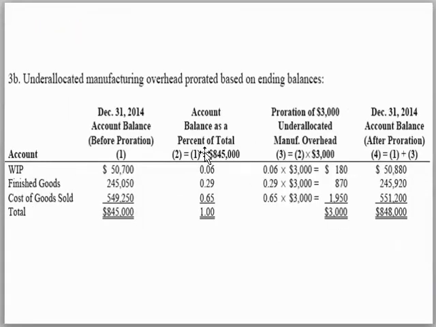Second one, the under allocated manufacturing overhead prorated based on the ending balance. We will get the balances before proration of the work in process, finished goods, and cost of goods sold, and we will get the percentage of each balance by dividing the work in process 700 by the total 845,000. We will get the percentage 0.06, which is 6%. So the work in process is 6% of the total balance.